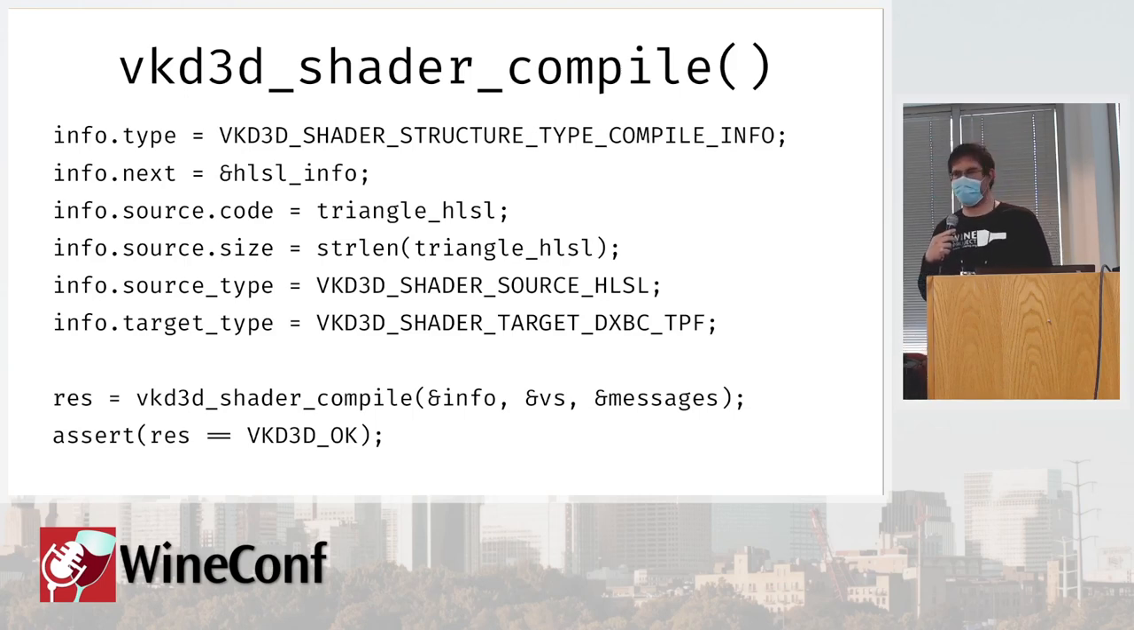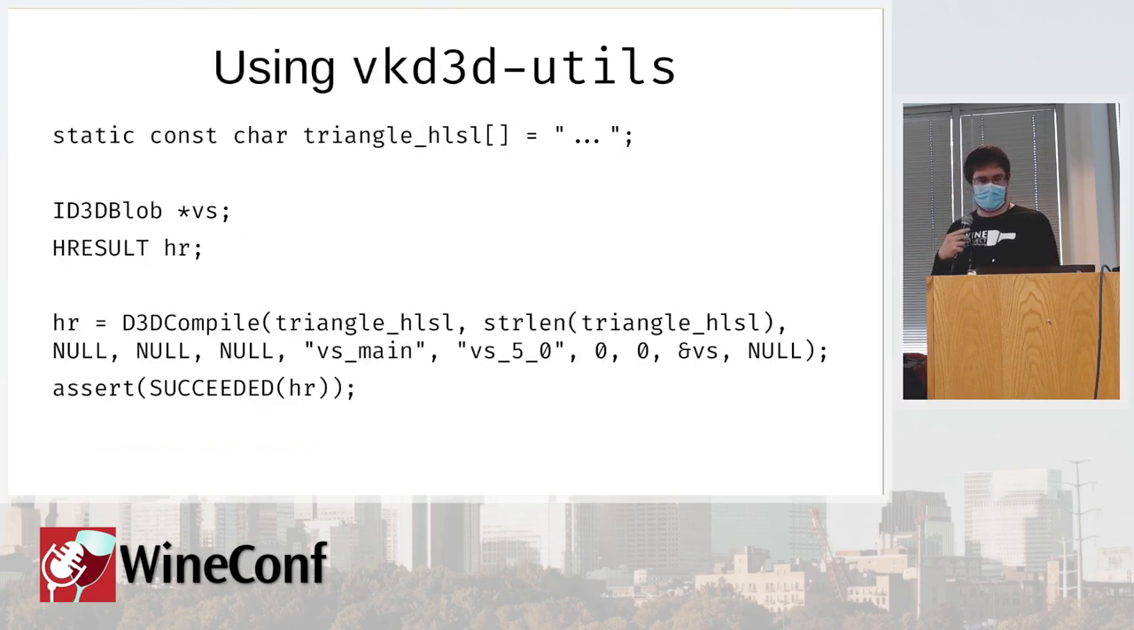If specifically we want to use the HLSL compiler, we can go through the library I mentioned before, vkd3d-utils, which allows for a bit shorter code and takes basically all the input stuff in a single call, and internally calls the thing that I just showed you a couple of slides ago.